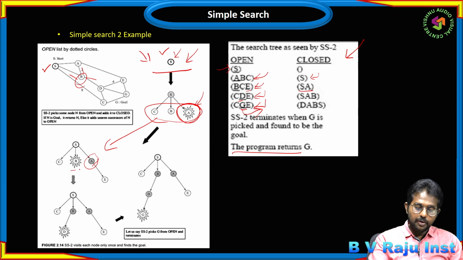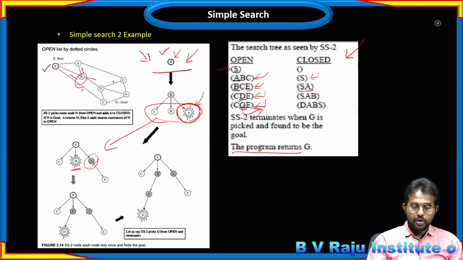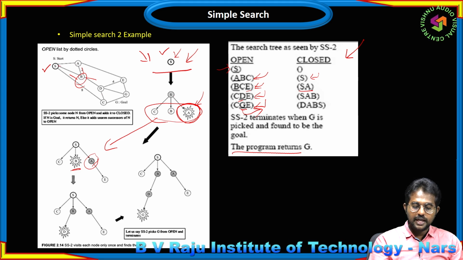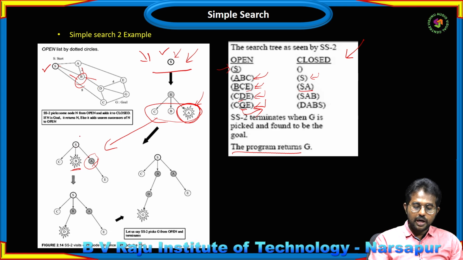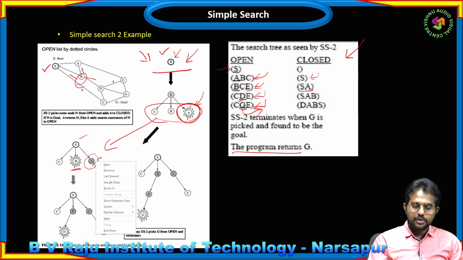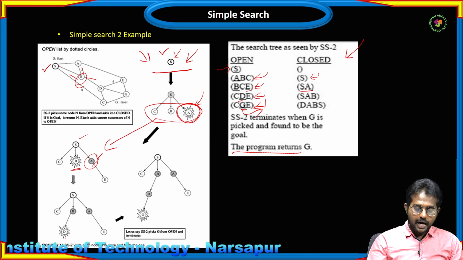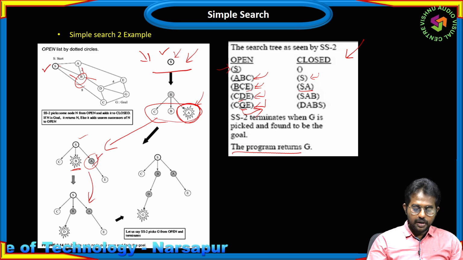Next I have picked B. B is not a goal node, and I have to add the adjacent vertices of B. The adjacent vertices of B are S, A and D. S was already there and A was already in the closed, so I will add D. It will be denoted here.